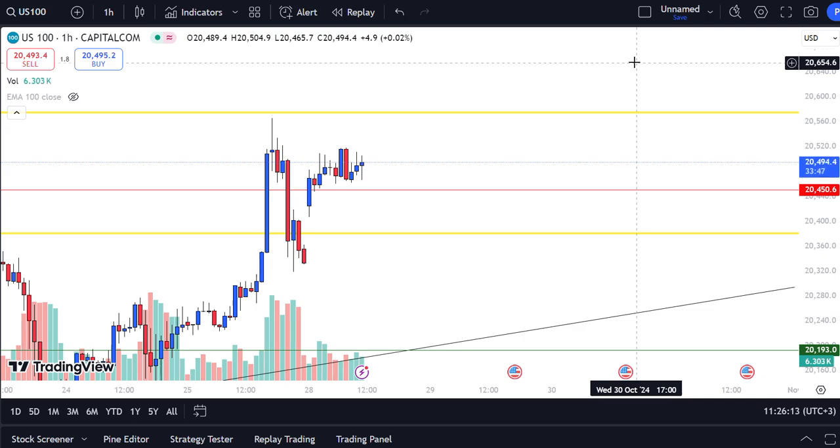Be careful with NFP. If you don't know how to trade news, stay away. Or wait for it to come out, and then after some time when the market has settled, follow where it has gone. But when it's coming out, guys, if you don't know how to trade news, stay away.